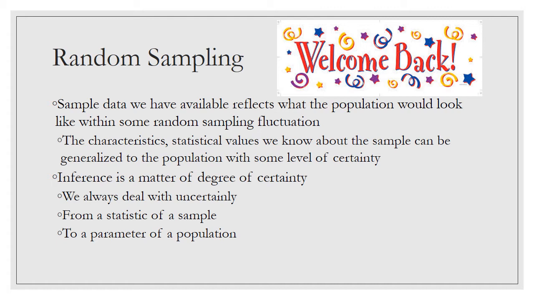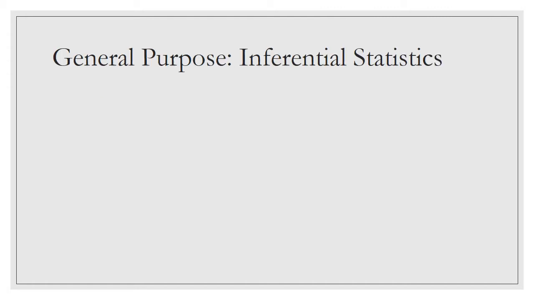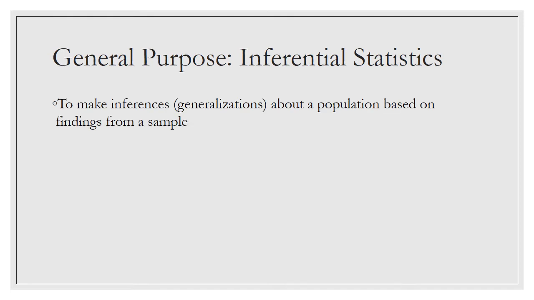That is, when we have a sample, it's not a true value of the population, it's an estimate. Sometimes, if it's a random sample, it might be a really great estimate, but it's still just an estimate. So there's some degree of uncertainty. So we always have to remember, going from a statistic of a sample to a parameter of a population is an estimate. The general purpose of inferential statistics is to make inferences, generalizations about a population based on findings from a sample.